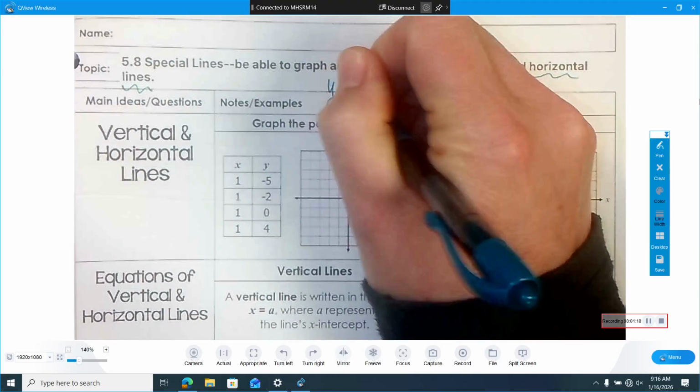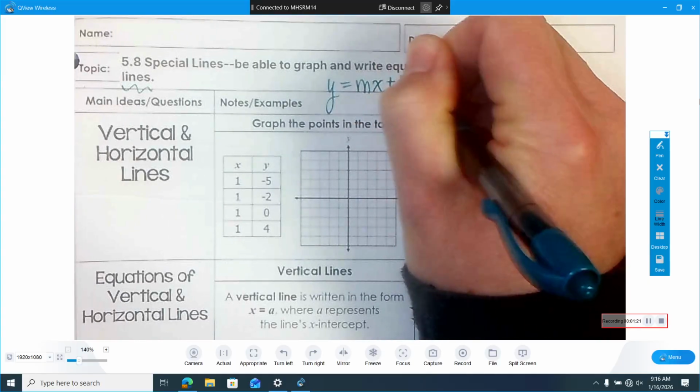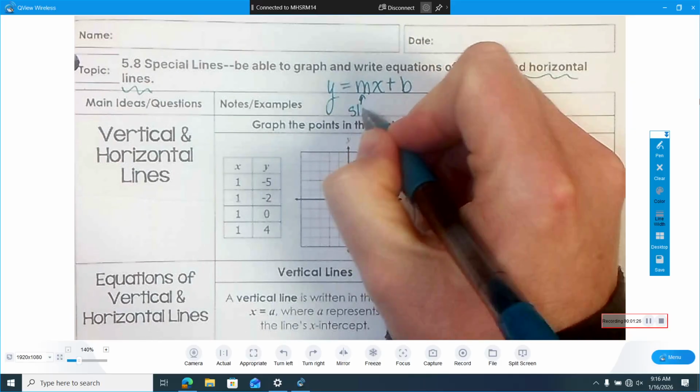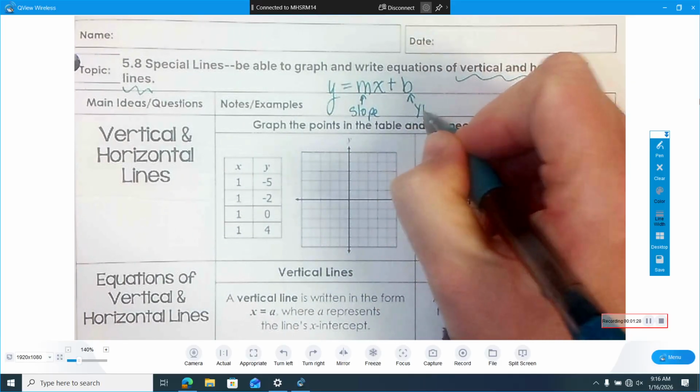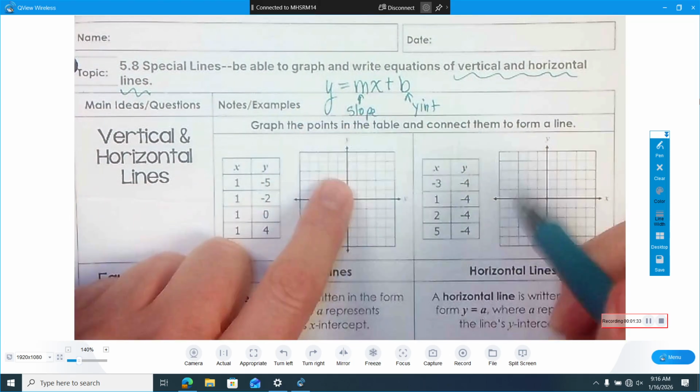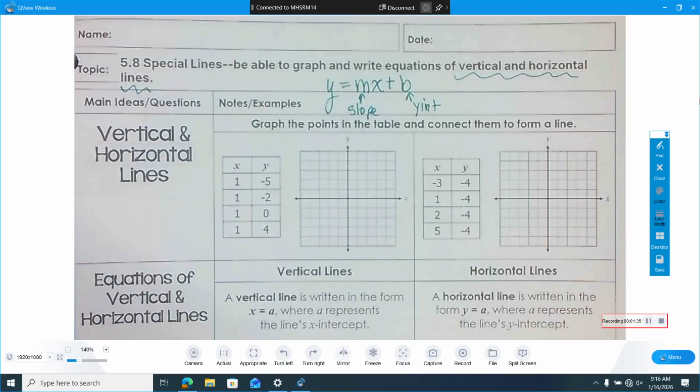We have been using y equals mx plus b, slope-intercept form. The m is the slope, and the b is the y-intercept. And you'll notice there's an x and a y. When we have equations of this form, these lines are always slanty. They're always at an angle. Sometimes they're very steep, and sometimes they're flatter. But we have some special case lines which are 100% horizontal or 100% vertical.